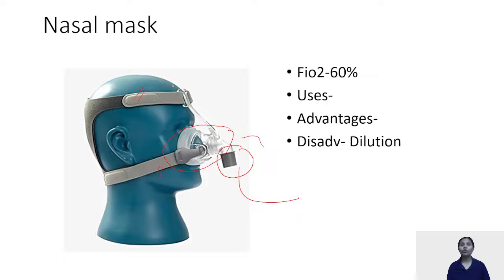The FiO2 delivered by the nasal mask is around 60%. The disadvantage is that the mouth is open, so there will be dilution. The advantages of the nasal mask are that it delivers a higher FiO2 as compared to nasal catheters and nasal prongs. Plus, the patient can speak, it is less claustrophobic, and you can talk to the patient.